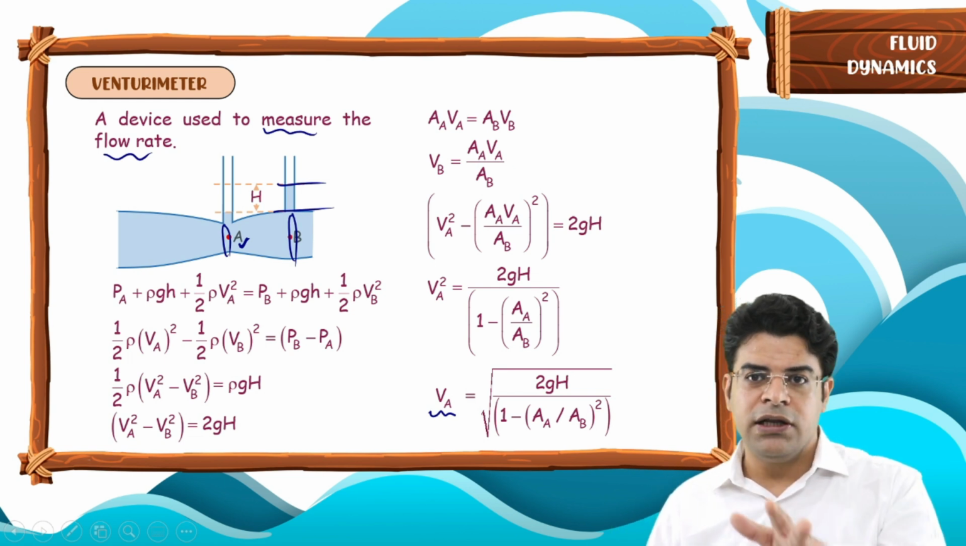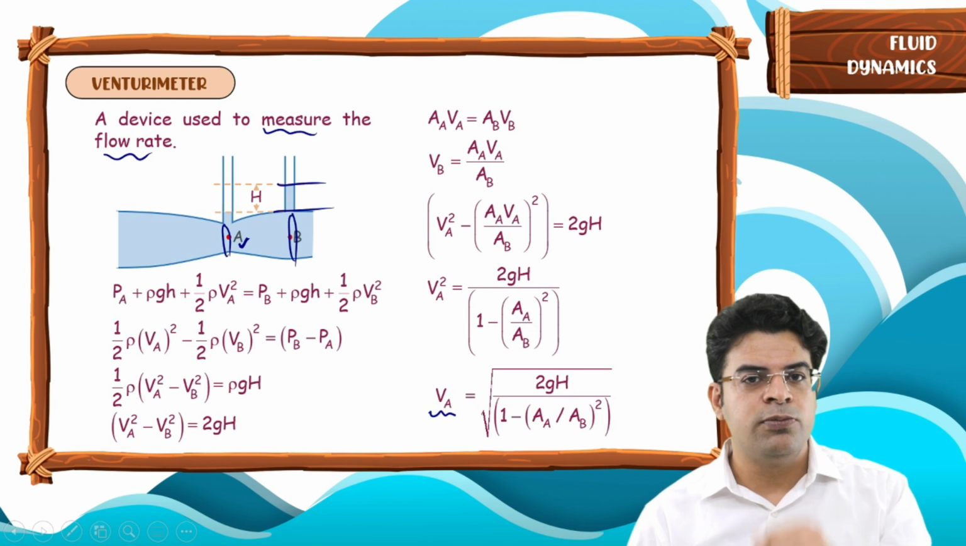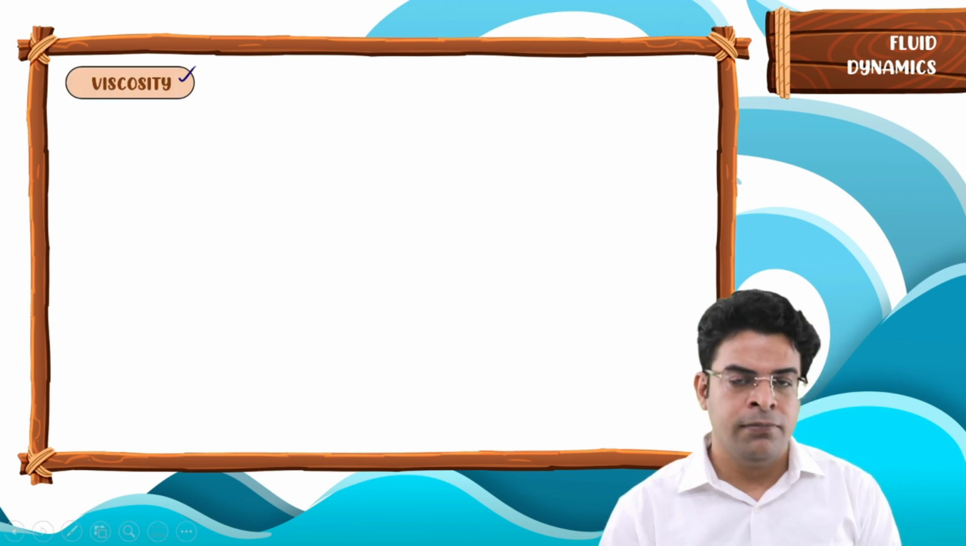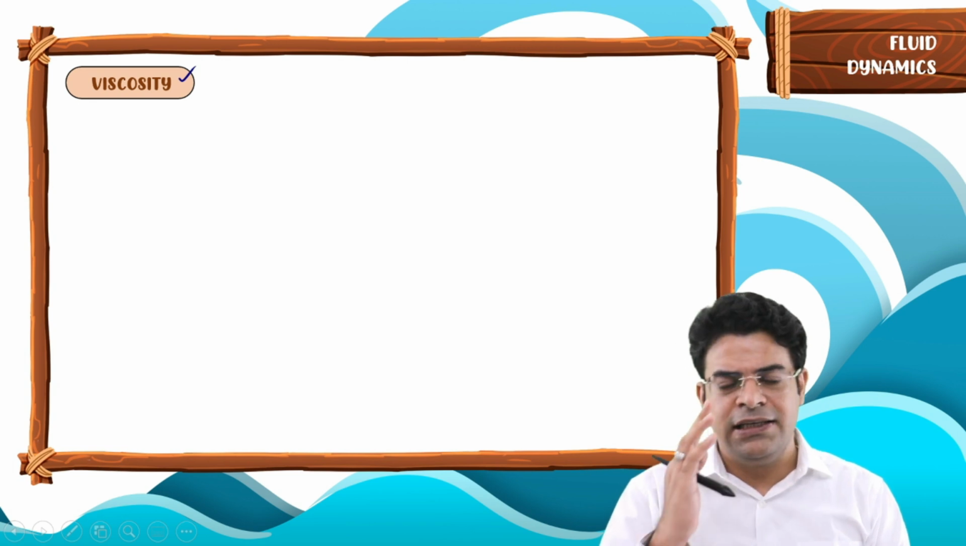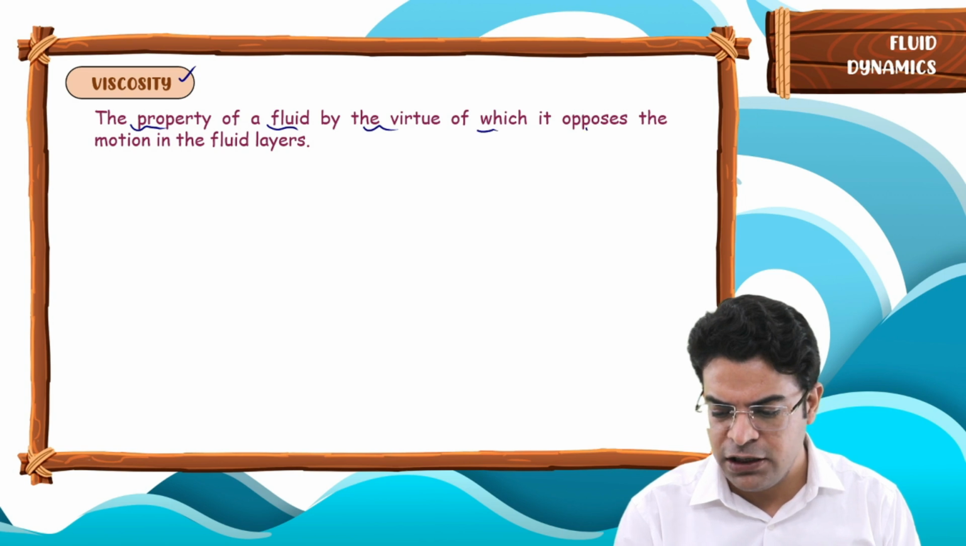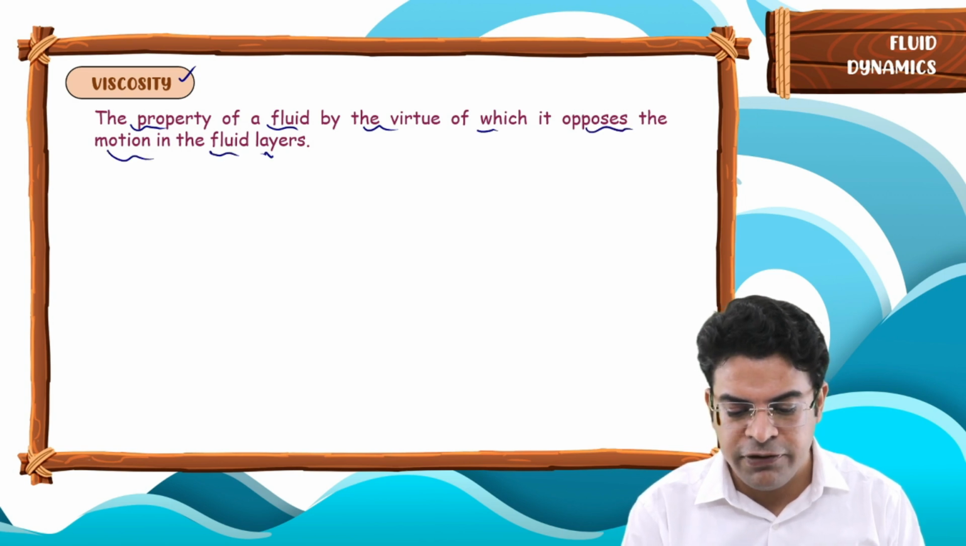So that's all in this part of fluid dynamics. Now let's move on to viscosity. So now we are going to talk about viscosity. Now what exactly is viscosity? The property of fluid by virtue of which it opposes the motion between the fluid layers.